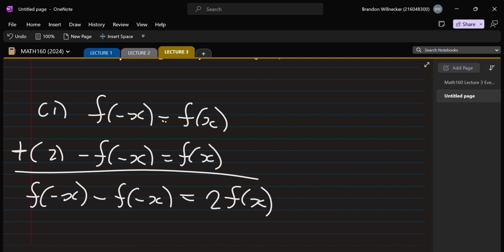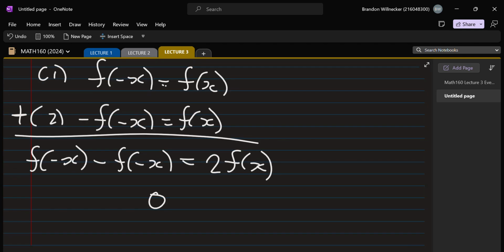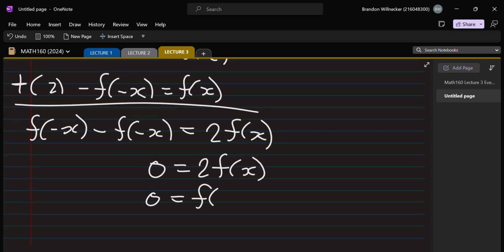Don't worry too much about the f of minus x and so on. It's like we're having a minus a. It's 0. Okay, now we've got a 2 that we need to worry about, but that's fine. Divide both sides by 2. And we're done. f of x equals 0. So that is the end of the proof, because that's what we were trying to show. We were trying to show that the function is the 0 function. In other words, it's 0.